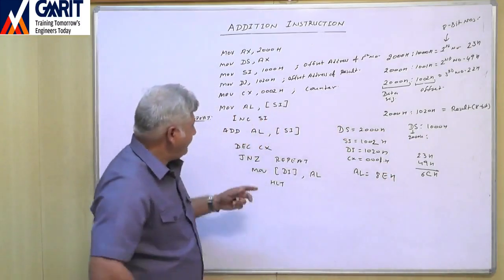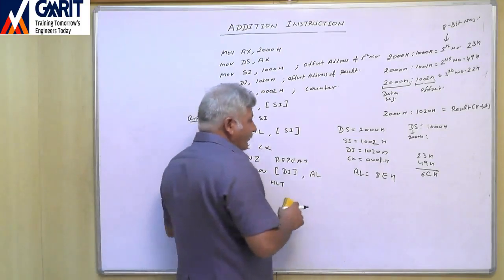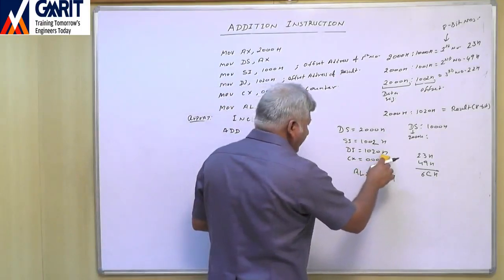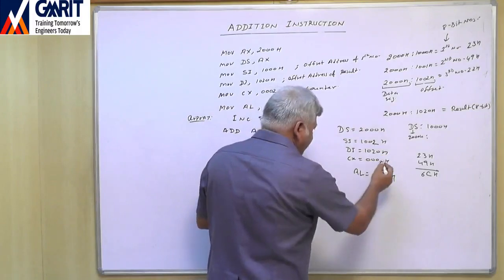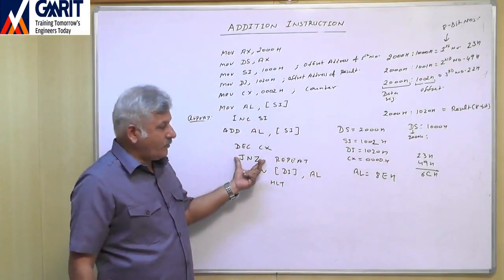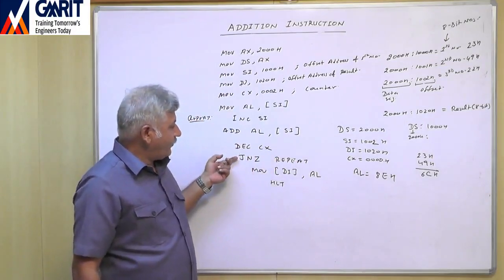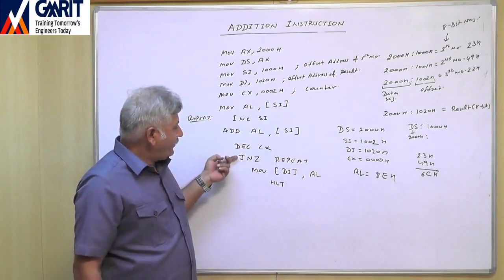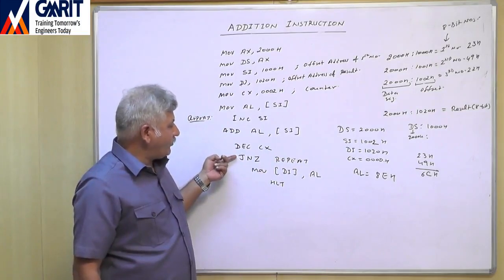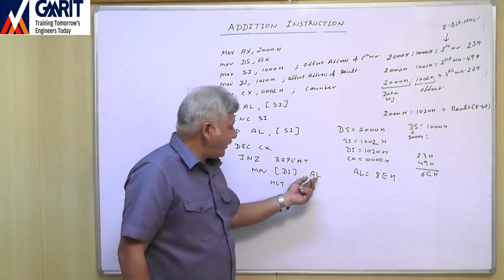Then DEC CX. CX is again decreased by 1. So CX was 0001 earlier, now it will become 0. Now CX has become 0. So jump not zero will not send the program to the label repeat. The next instruction after this will be executed. The next instruction is move within bracket DI comma AL.